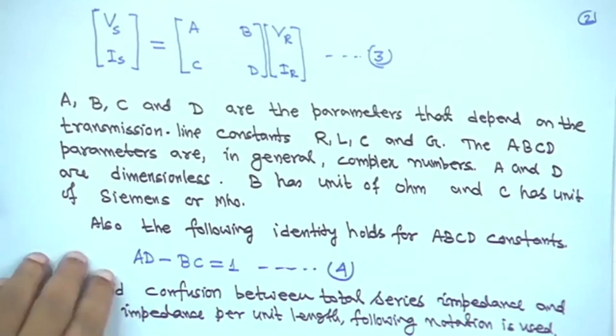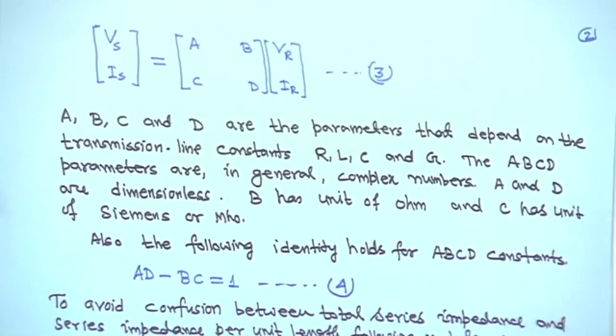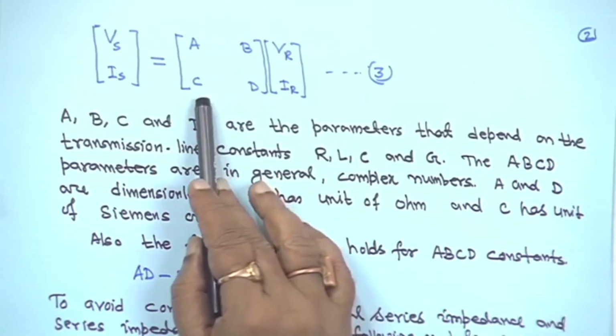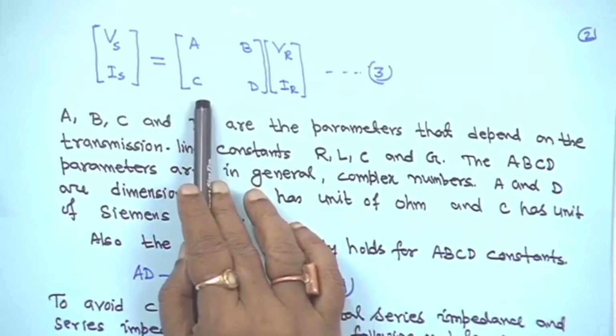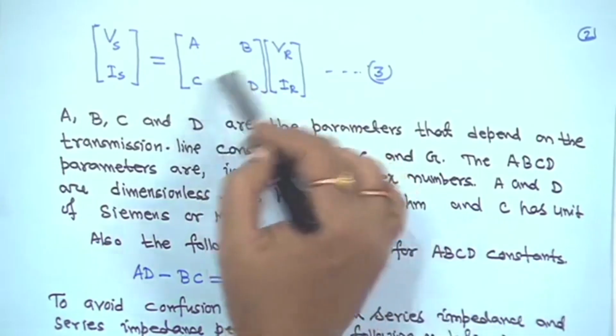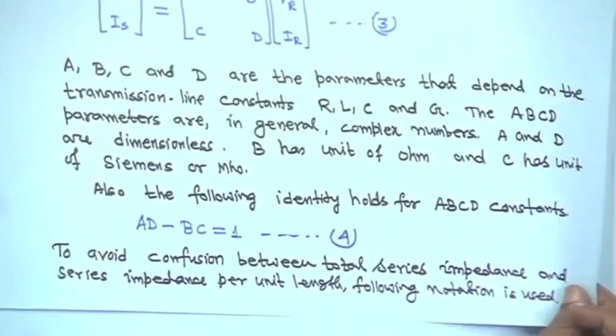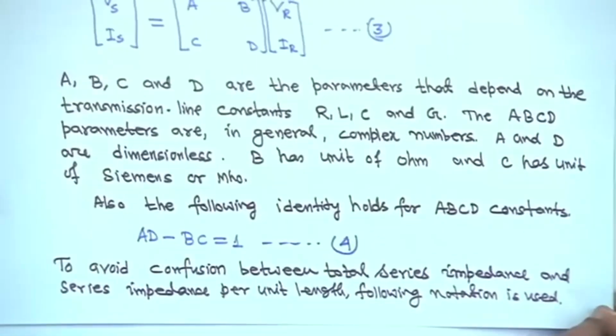So, basically A B C D parameters are all complex numbers, right, and from this equation you can make out the unit of all these parameters. For example, A and D are dimensionless, B is ohm and C is Siemens or mho. I will use mho for numerical work. Another identity holds for this kind of system, that AD minus BC is equal to 1.